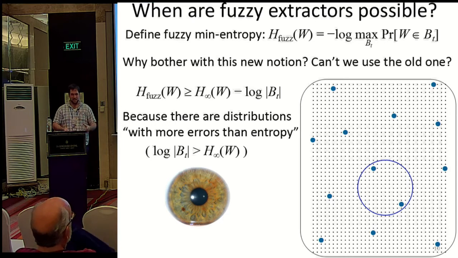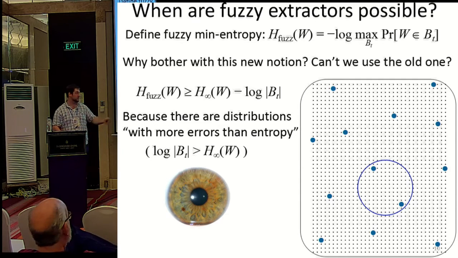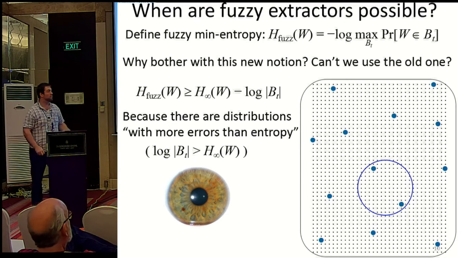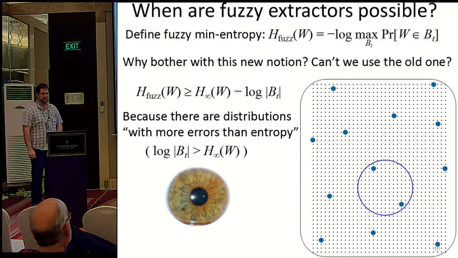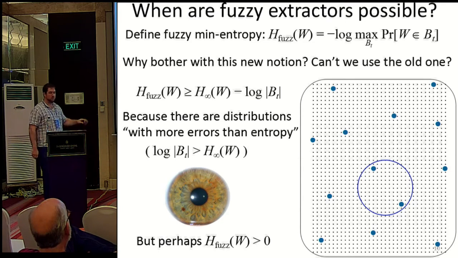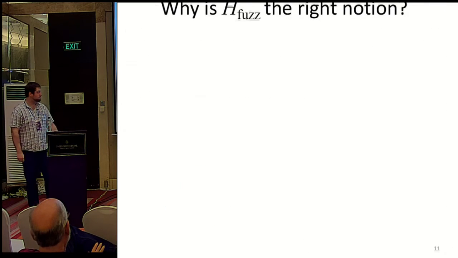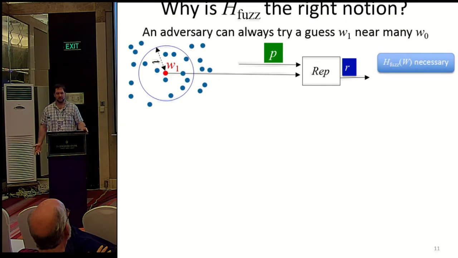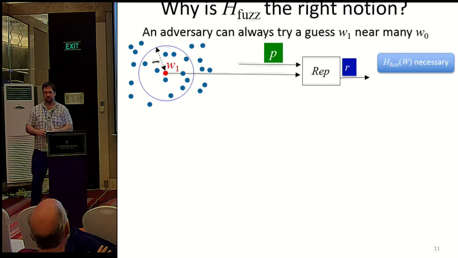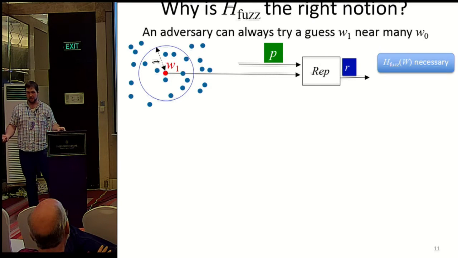And if you look at that attacker who just provided an input point, this doesn't look too bad because they're not going to capture a lot of W0. So our hope is that this fuzzy min entropy is a much tighter measure of whether a distribution is actually capable of being secured by a fuzzy extractor. Okay. So maybe we actually have this setting where hfuzz is greater than 0. Okay. So an adversary can always try this. So it's pretty easy to show that fuzzy min entropy is in fact necessary for security.